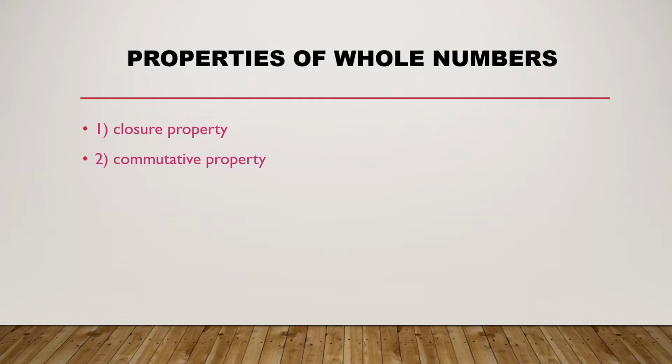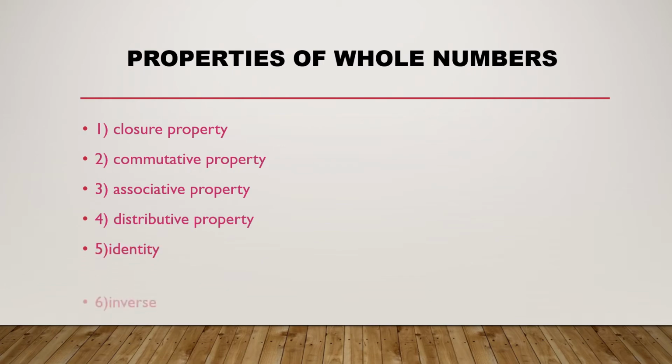The second property is commutative property. The third property is associative property. Fourth property is distributive property. Fifth property is identity. And sixth property is inverse. So don't worry, there are a lot of properties, but we are going to study all these properties in detail. So let us go into the first property, which is closure property.